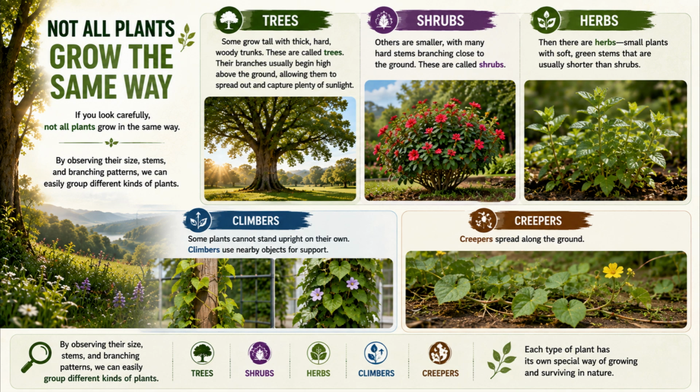Small plants with soft green stems that are usually shorter than shrubs. Some plants cannot stand upright on their own. Climbers use nearby objects for support, while creepers spread along the ground. By observing their size, stems, and branching patterns, we can easily group different kinds of plants.